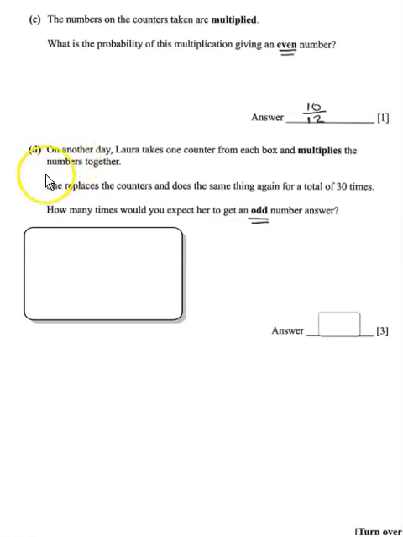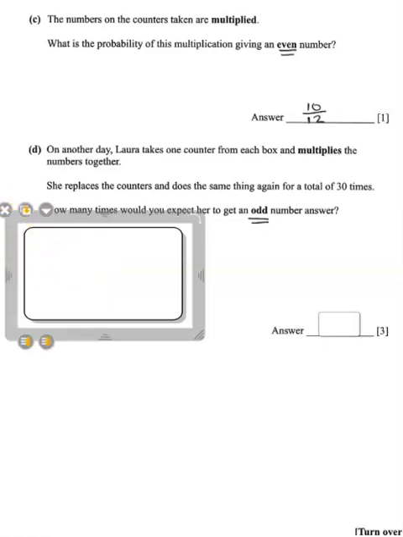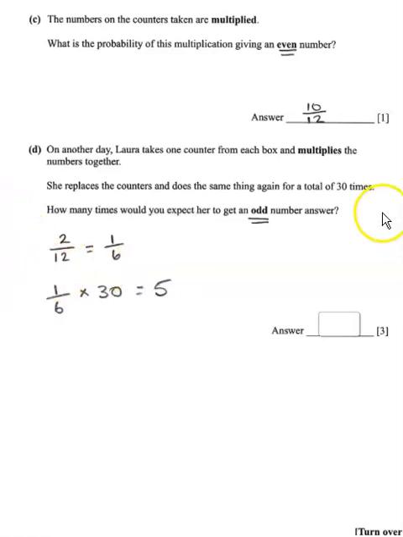So on another day, Laura takes one counter from each box and multiplies the numbers together. She replaces the counters and does the same thing for a total of 30 times. How many times would you expect her to get an odd number answer? So for this one, I put 2 out of 12. Where I get 2 out of 12 is, if this is the probability for the even when multiplied together, you would only have 2 out of 12 if you multiplied them together and got an odd number. So 2 out of 12, and we cancel it down to 1 over 6.